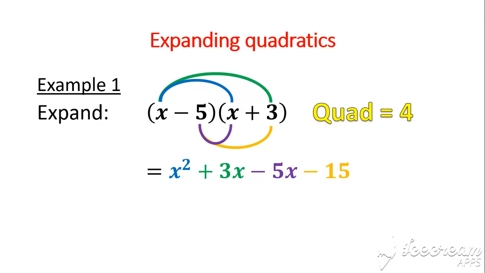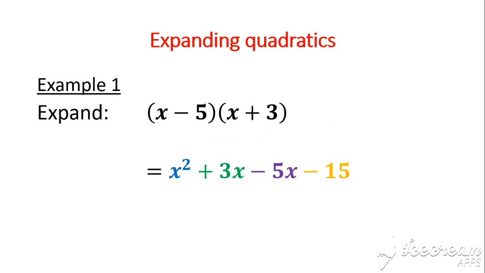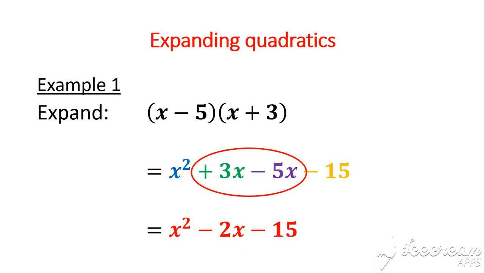Okay, now we have to simplify it, and it is only these terms. X squared doesn't add with anything here because it's the only term with the power of 2. It's these two terms in here that can simplify. They're both like terms, so we have plus 3x subtract 5x. So we've got to think about our integers. Positive 3 take away 5 gives us negative 2. So we're going to write down minus 2x, and then we're going to write down our minus 15.